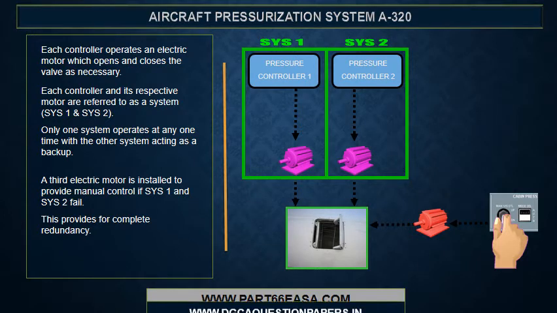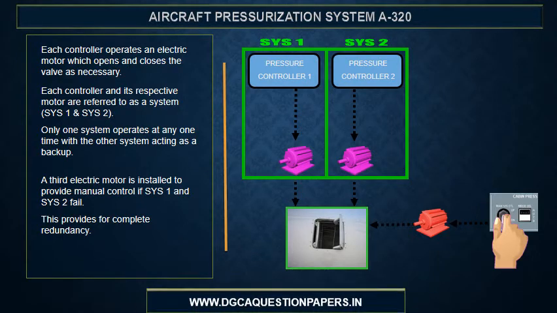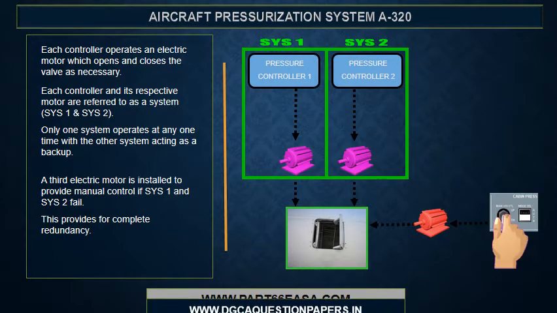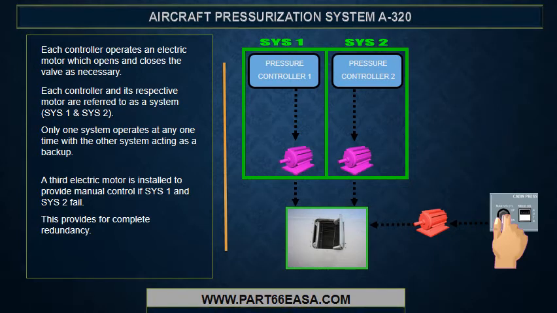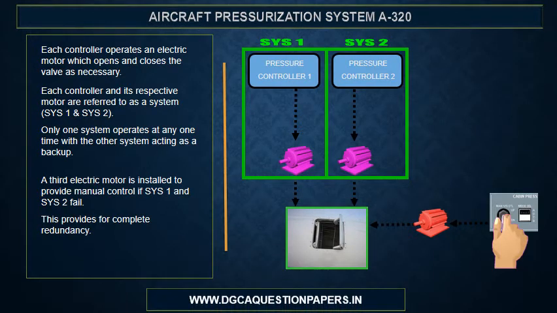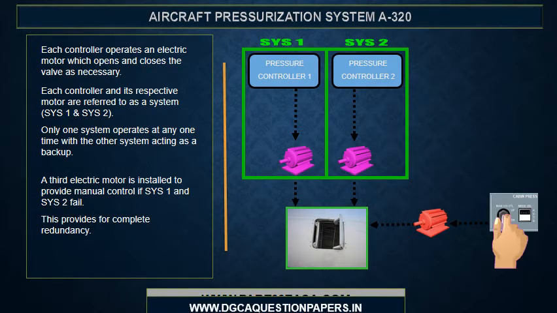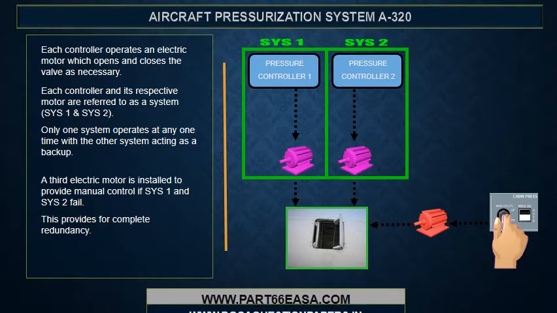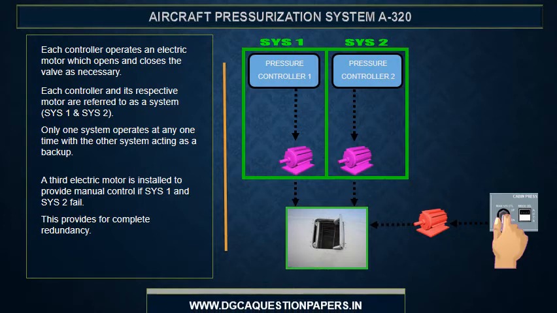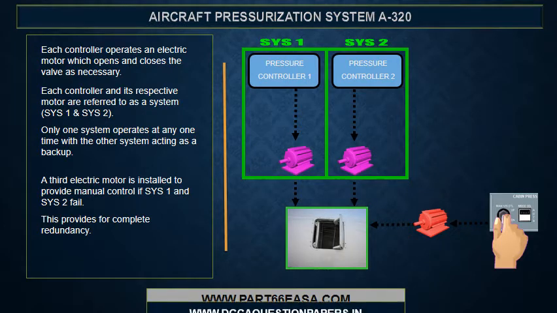Each controller operates an electric motor which opens and closes the valve as necessary. Each controller and its respective motor are referred to as a system, System 1 and System 2. Only one system operates at any one time, with the other system acting as a backup. A third electric motor is installed to provide manual control if System 1 and System 2 fail. This provides for complete redundancy.